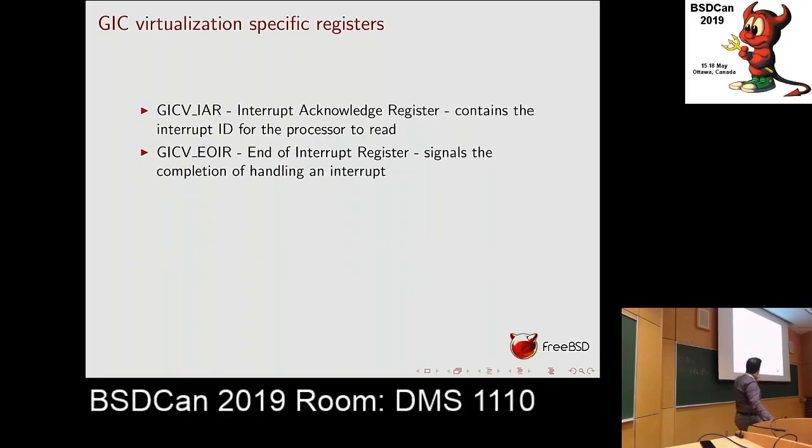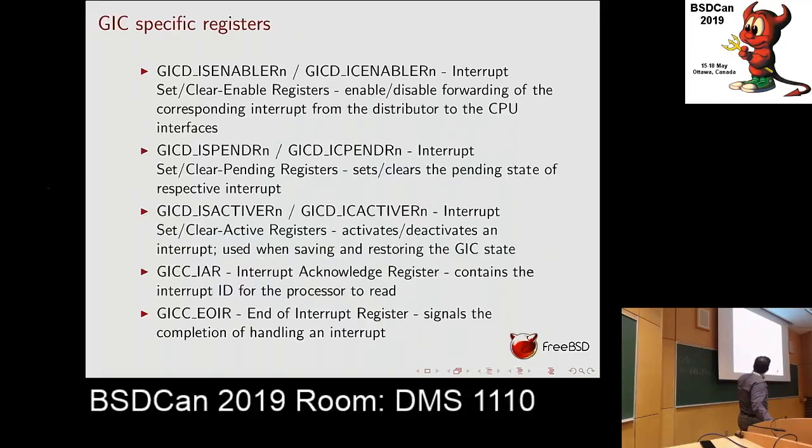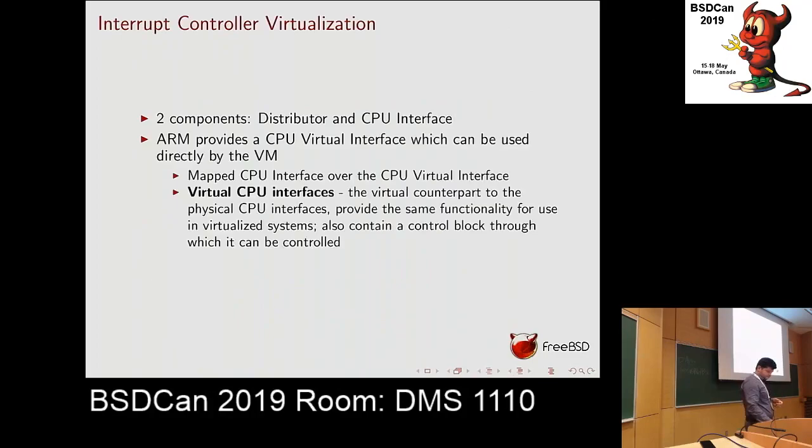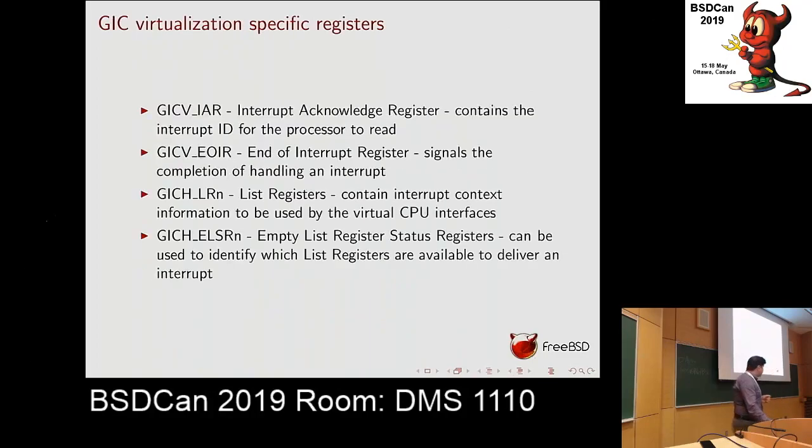In terms of virtualization specific registers, we have the GICV interrupt acknowledge register and the GICV end of interrupt register. You see that these two resemble the registers from the CPU interface. Basically, they are the same, but they have the V for virtualization there. And we have two more specific registers, GICH LR, the list registers. Basically, this is a list which contains all the interrupts that need to be signaled to the CPU. The problem with this list is that it's very limited. For example, on the ARMv7 platform we tested, there are only four elements in those registers. This means that we can signal to the CPU only four interrupts, and we have to decide which of the interrupts we'll put there first.